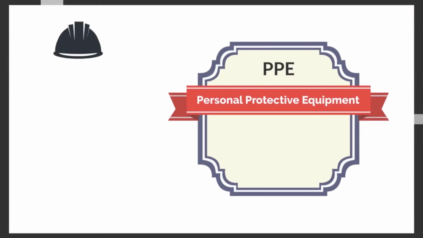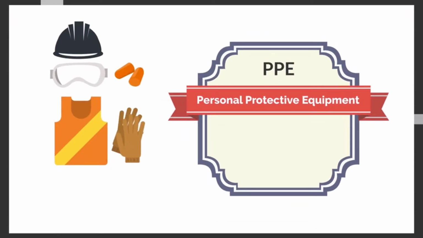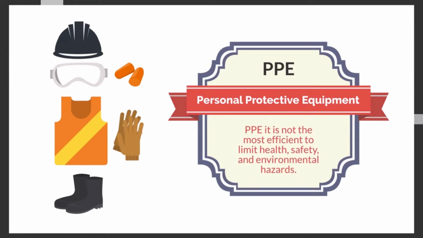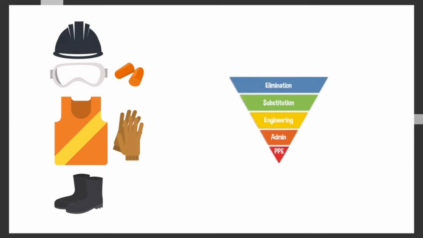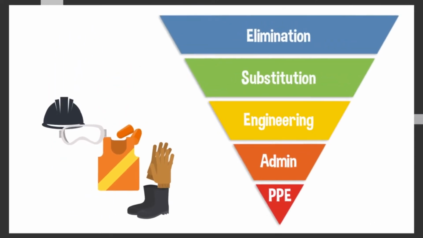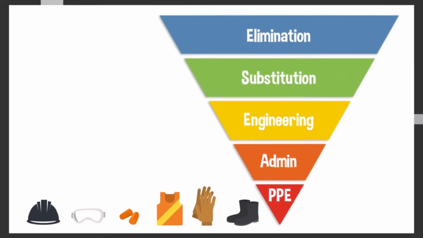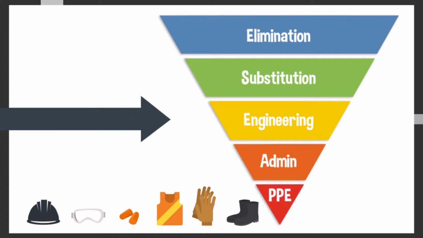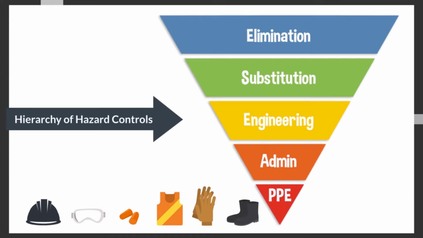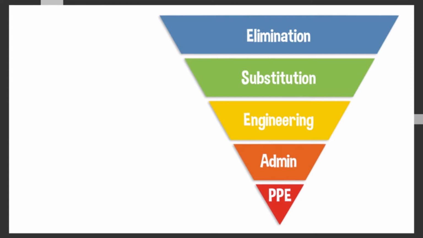While personal protective equipment has a real impact in helping to protect a worker performing a hazardous job, it is not the most efficient to limit health, safety, and environmental hazards. In fact, there are more efficient control measures to act directly at these sources of hazards. This is what we call the hierarchy of hazard controls. This inverted pyramid shows 5 control levels, from the most efficient to the less efficient, from top to bottom.